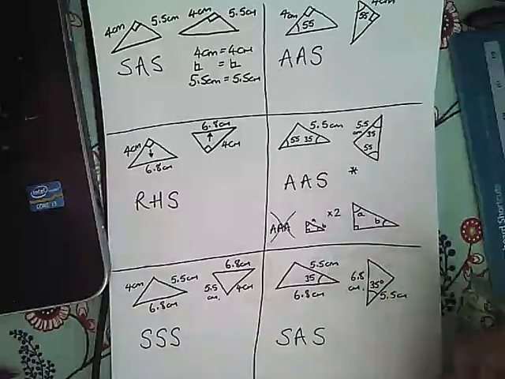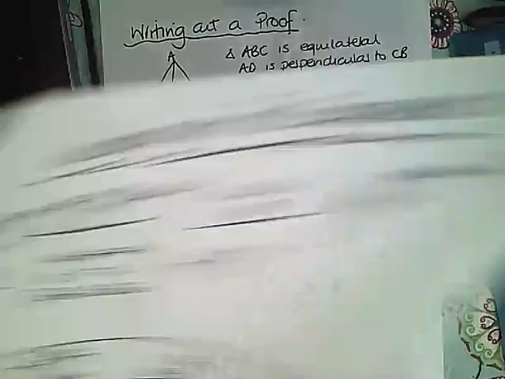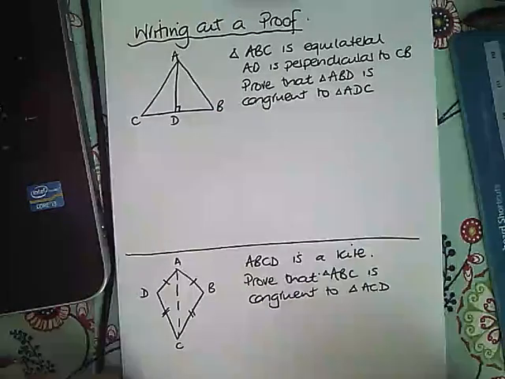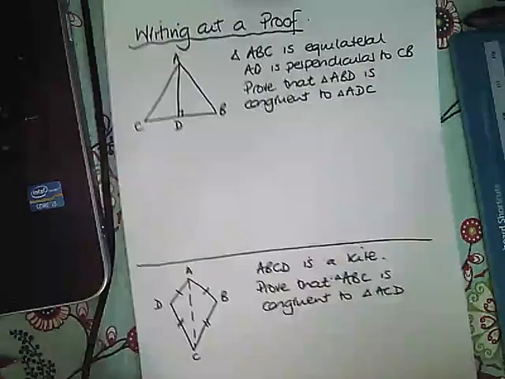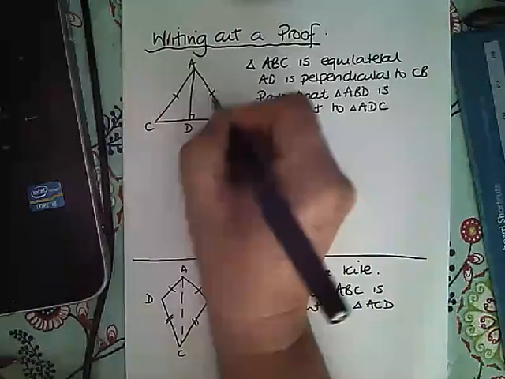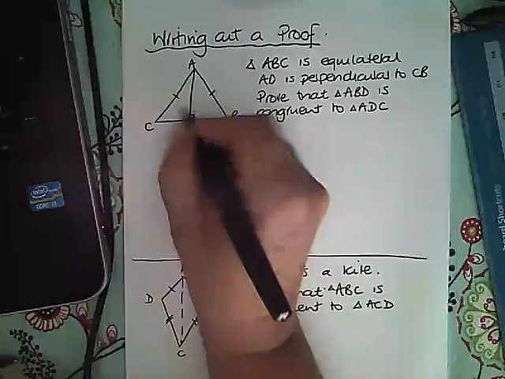Okay, finally, I just want to go through how you would write out a proof for congruent triangles, because you're often asked to prove that triangles are congruent, in which case you have to write out things in a certain way. So with this first one, we've got an equilateral triangle, and that means that all these sides are the same length.